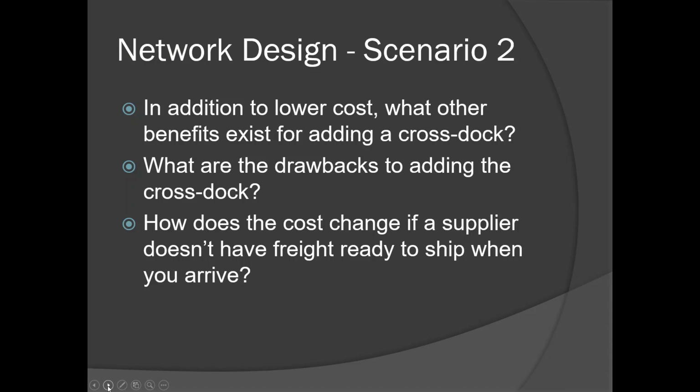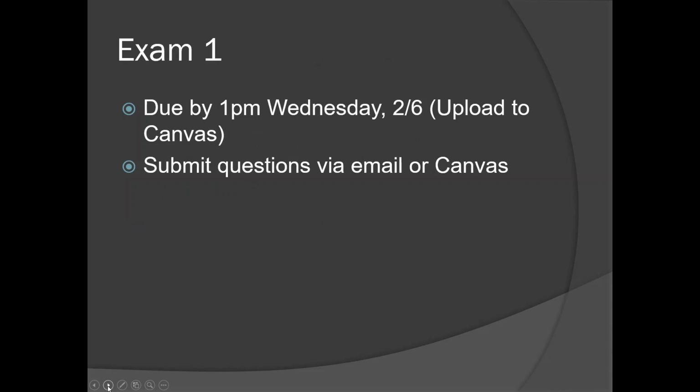How does the cost change if a supplier doesn't have freight ready to ship when you arrive? Same question as we asked in the first scenario. If you plan out a full truck and the supplier doesn't have it ready, not only is that truck running empty, now you're paying for another truck later on. So your costs certainly go up because of this.